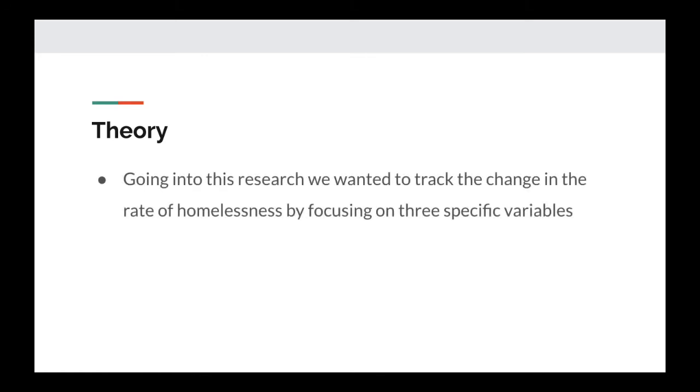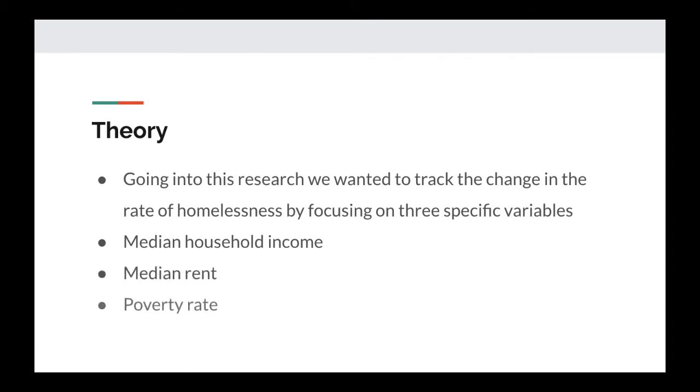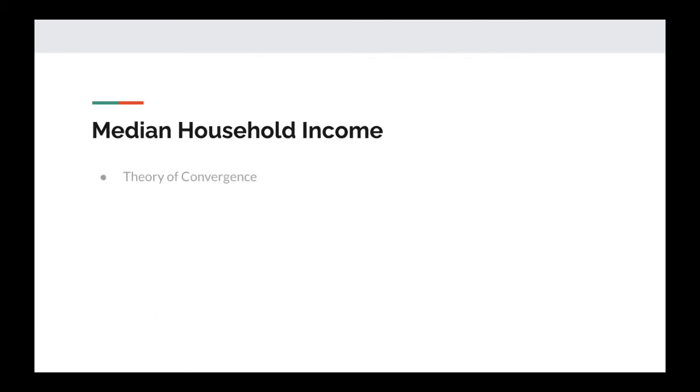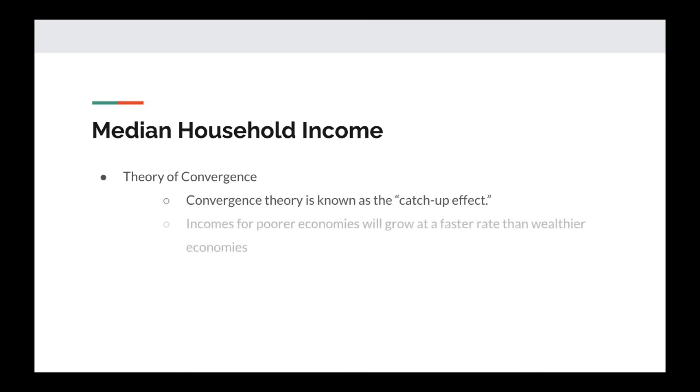So next up, we're going to go into the theory used in our paper. We wanted to track the change in the rate of homelessness by focusing on three specific variables. As discussed earlier, we have the median household income, the median rent, and the poverty rate. So we have the theory of convergence for our median household income. This is also known as the catch-up effect.